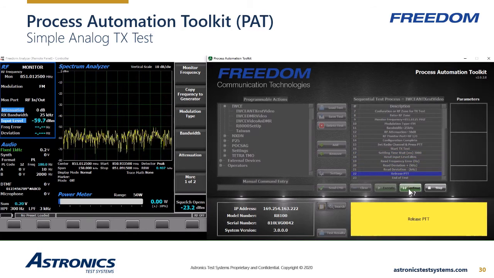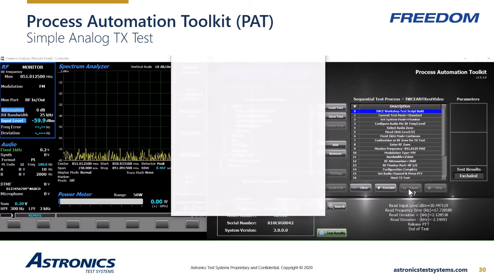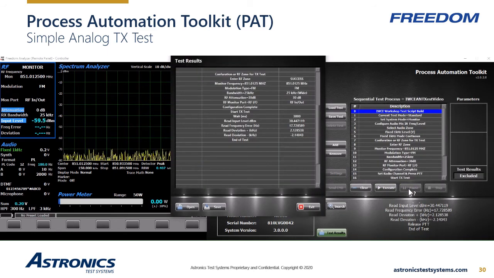Release the PTT, continue. And we can now see that all of those commands that I excluded no longer show in the test report, basically leaving the results which are the only things that are of real interest. And of course I can save this off to a Windows .csv file. And that concludes the end of a simple PAT test script to test an analog transmitter.